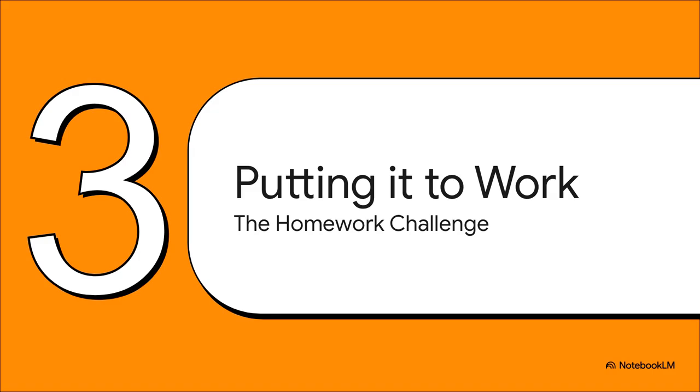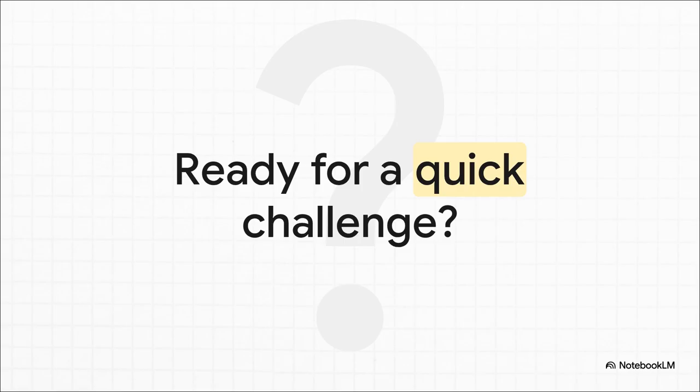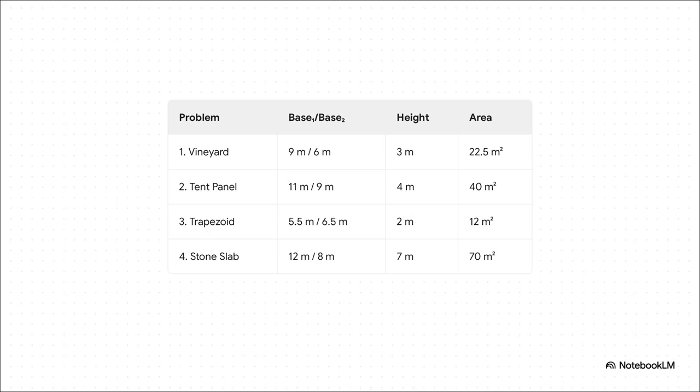So now that we've seen it demonstrated a few times, the source material kind of moves into a homework phase, a little rapid-fire challenge to make sure the idea has really clicked. So what do you think? Are you ready? Let's test what we've just learned with 4 quick problems. Okay, let's just run through these. We've got another vineyard, a tent panel, one with decimals just to keep us on our toes, and a stone slab. All the dimensions and the final answers are right here.